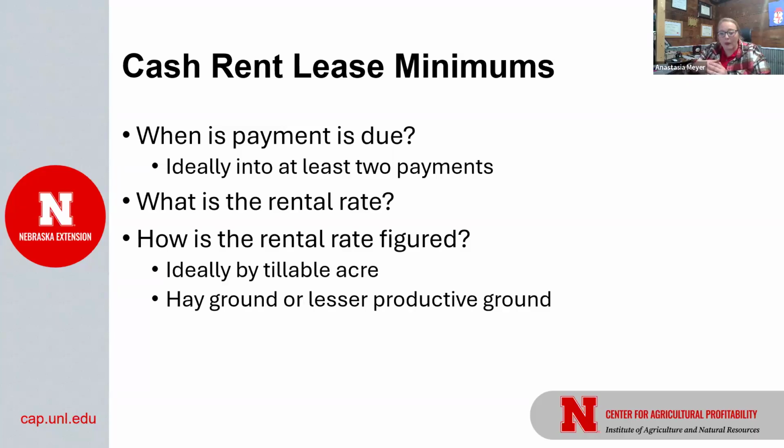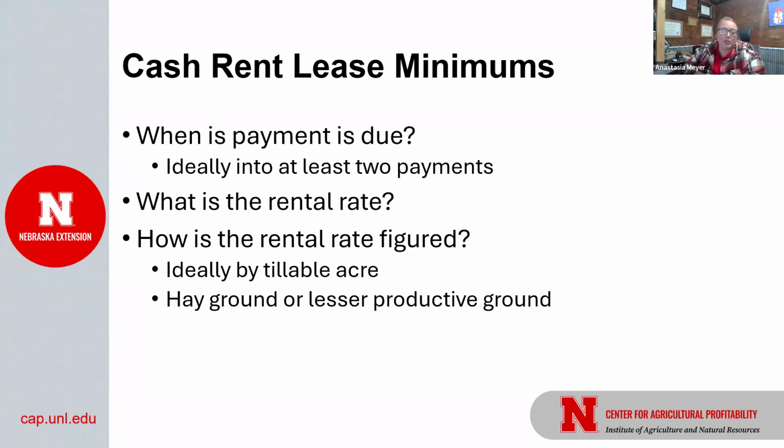What is the cash rental rate? How are you charging them? Are you going to use our Nebraska rental rates? Are you going to use the USDA county rental rates? I'm not going to go over what those actual rates are today because one, they change every single year, and also more importantly, our new rental rates at Nebraska with the Center for Ag Profitability is going to be released in the next couple of weeks. So if you want, you can sign up for our webinar coming up. We're going to be having those rental rates available. But then how is that rental rate figured?